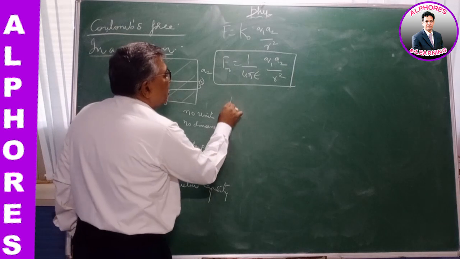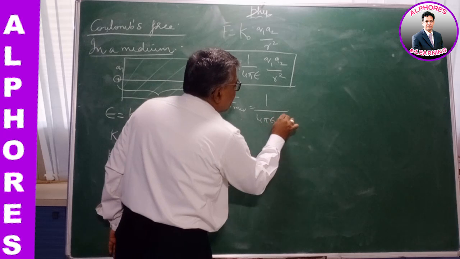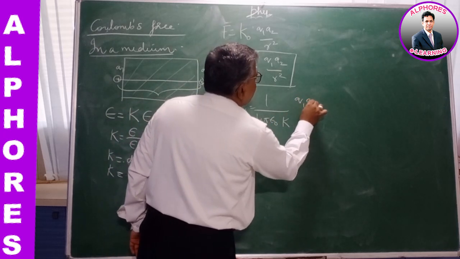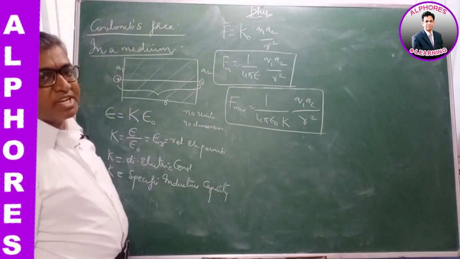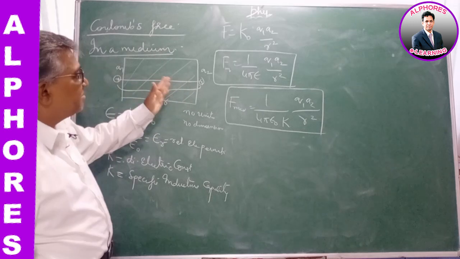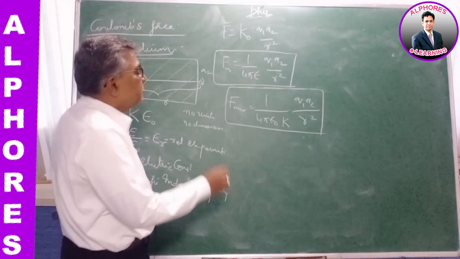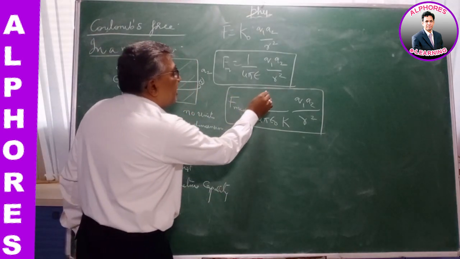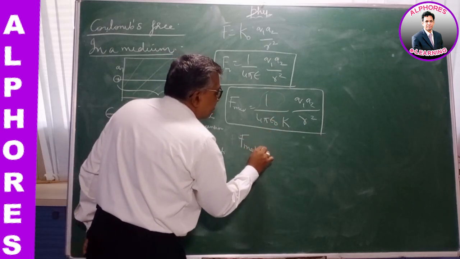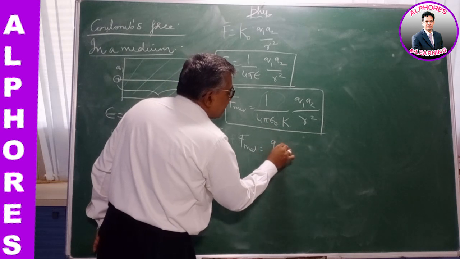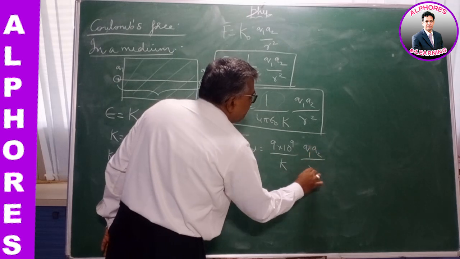So substituting here, force in any medium is 1/4 pi epsilon naught times K Q1 Q2 by R square. This is the formula for the force between two charges in a medium. When a medium separates the two charges, then it is 1/4 pi epsilon naught into K Q1 Q2 by R square. Now we have already determined the value of 1/4 pi epsilon naught as 9 into 10 power 9, so the force in the medium is 9 into 10 power 9 by K into Q1 Q2 by R square.